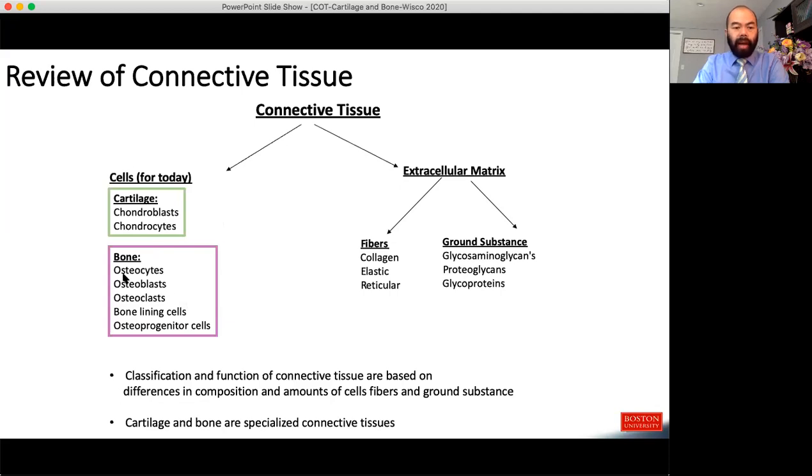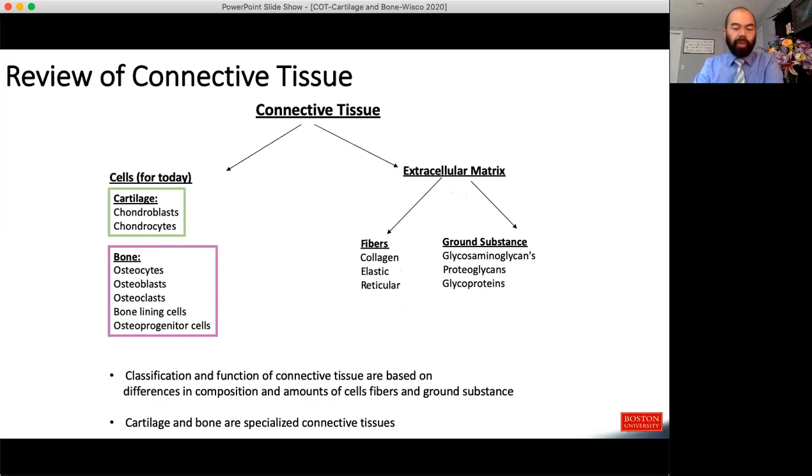Bone has osteocytes, osteoblasts, osteoclasts, bone lining cells, and osteoprogenitor cells. Put an asterisk next to osteoclasts. They're a little bit of a different type of bone cell, and we'll discuss that when we get to that part in the lecture. As far as the extracellular matrix is concerned, connective tissue has collagen fibers, elastic fibers, and reticular fibers, all of which you have seen.